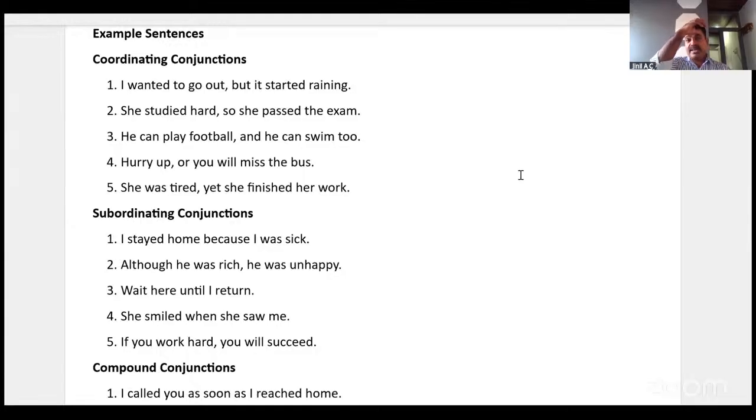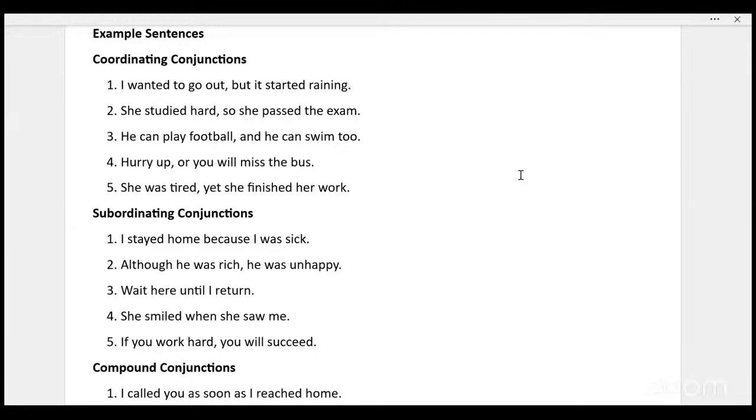Then: she studied hard, so she passed the exam. We are just using two sentences there joined by so in the middle. One part is she studied hard. The next part is she passed the exam. So is used in the middle. Nothing to worry. Then: he can play football and he can swim too. He can play football is one part. He can swim too is another part. We just use and in the middle.